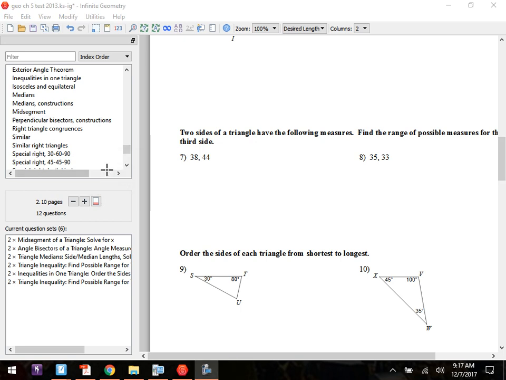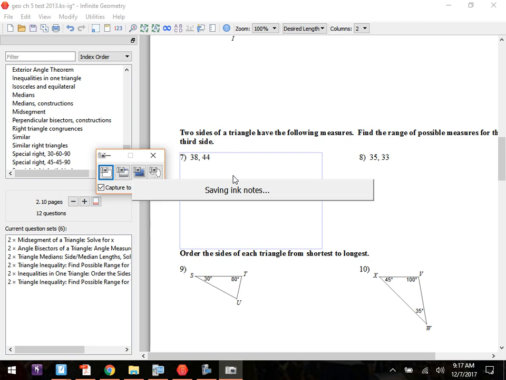How do you find the range of the possible sides? Okay. Don't worry about that.